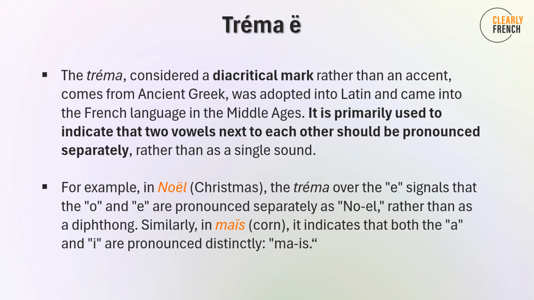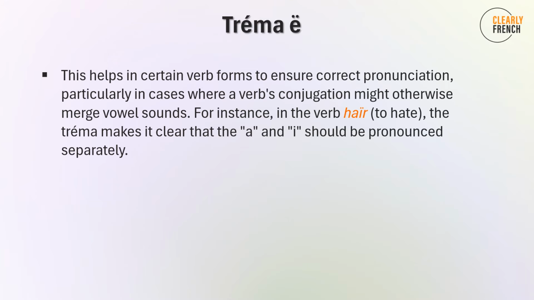Similarly, in maïs, it indicates that both the A and the I are pronounced distinctly. It helps in certain verb forms to ensure correct pronunciation, particularly in cases where a verb's conjugation might otherwise merge vowel sounds. For instance, in the verb haïr, to hate, the tréma makes it clear that the A and the I should be pronounced separately.